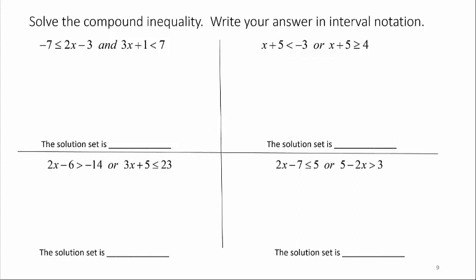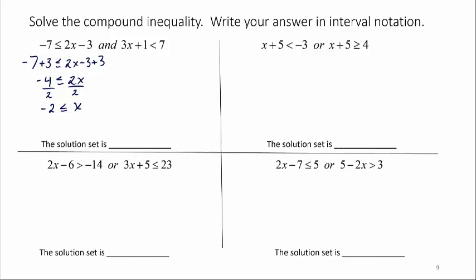So, in this first one, -7 less than or equal to 2x minus 3, I'm going to add 3 to both sides. So I'll have -7 plus 3 less than or equal to 2x minus 3 plus 3, which will leave -4 less than or equal to 2x. Divide both sides by 2. So -2 is less than or equal to x. With an "and" statement, it might be advantageous to leave x on the right. You can move it over on the left if you want to. I'm going to leave it alone for the moment.